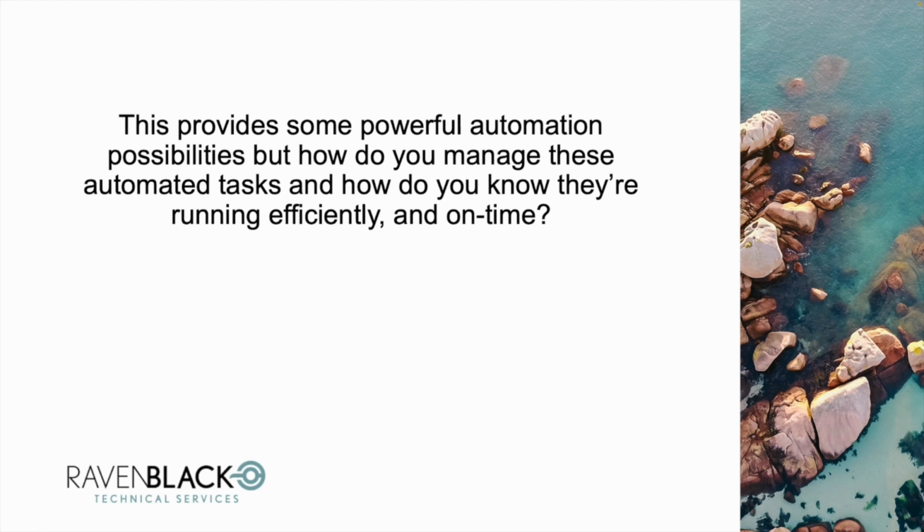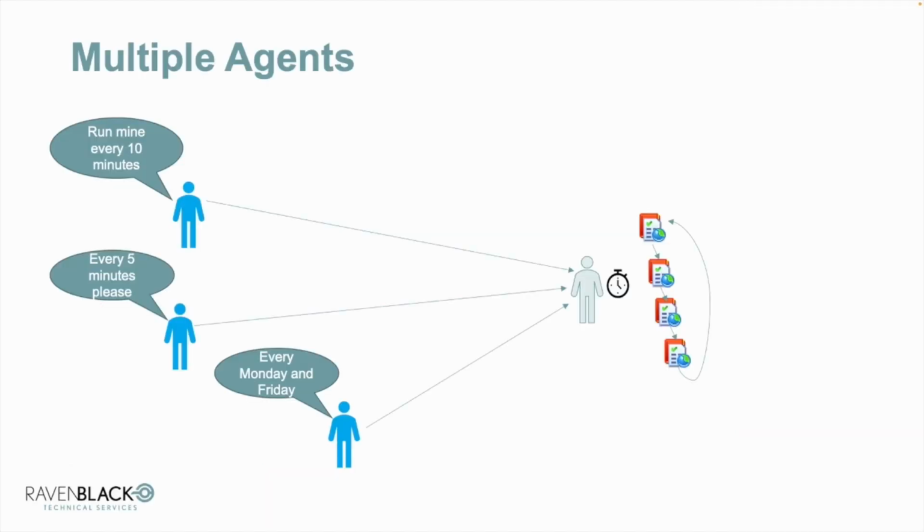So clearly you have some powerful automation possibilities. So the next question is, how do you manage these automated tasks? And how do you know they're running efficiently and on time? Now, to explain this a bit further, I'm going to return to my analogy and take it a little bit further.